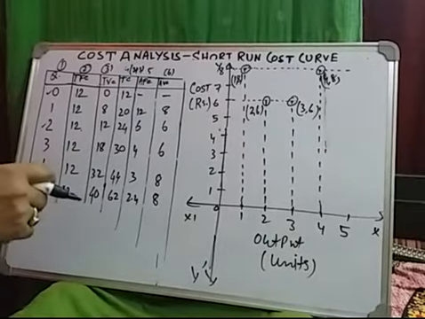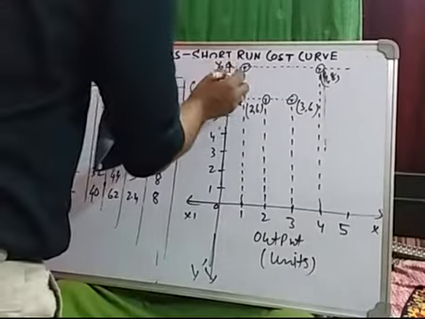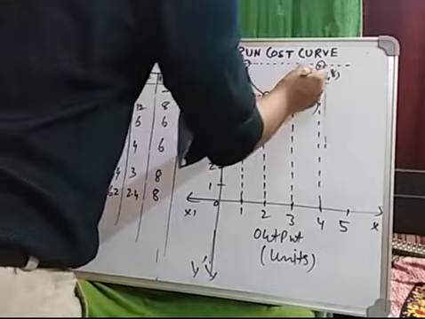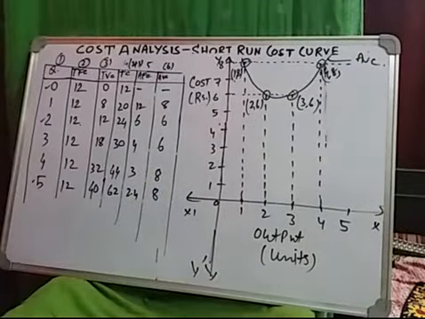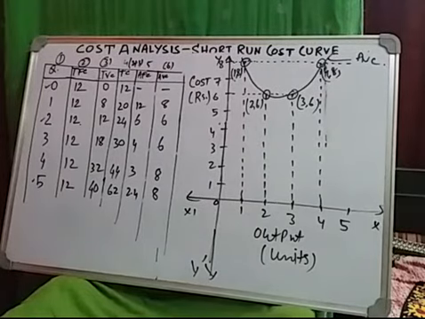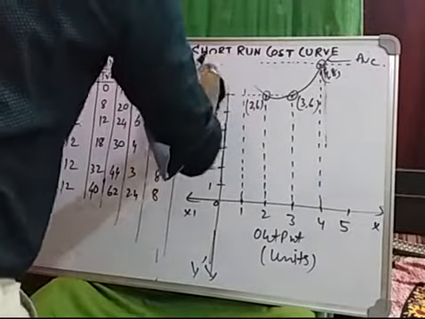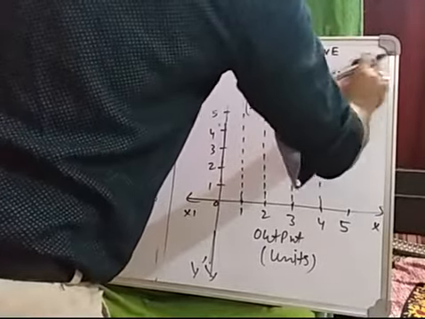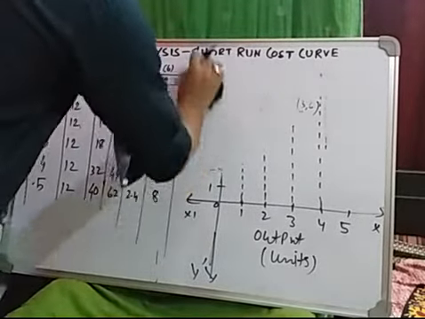Okay. Now, if I add this point, then automatically you can get the average variable cost curve. So now is C. So we can get the AVC curve. So this is the AVC curve. Clear? Now, AVC and the AFC is clear.